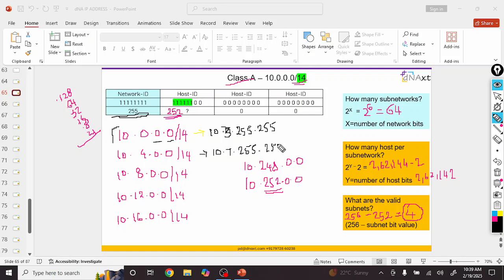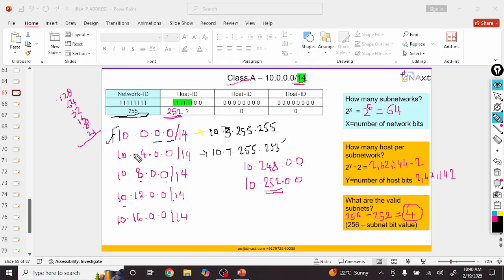Here 10.7.255.255, 10.11.255.255, 10.15.255.255, 10.19.255.255. Okay, here it will be 10.251.255.255, and here it will be 10.255.255.255.